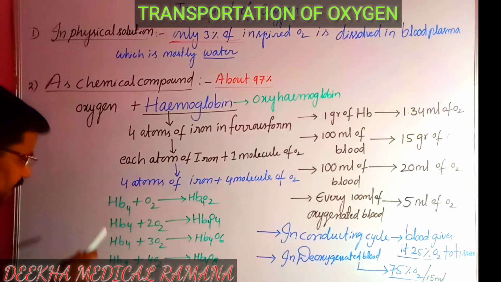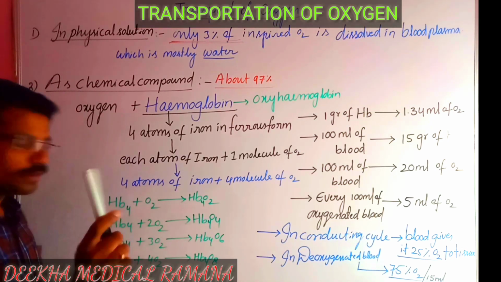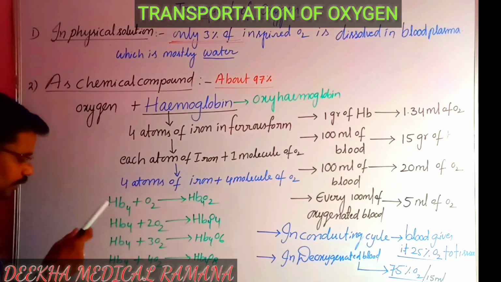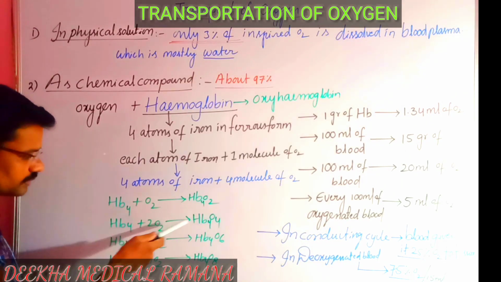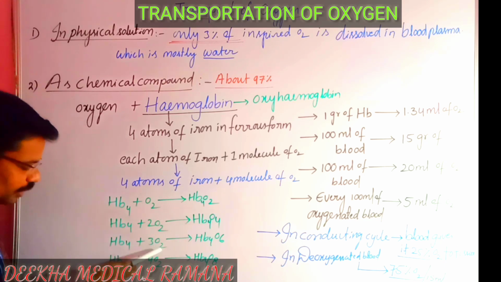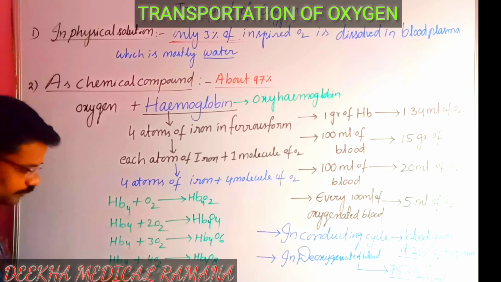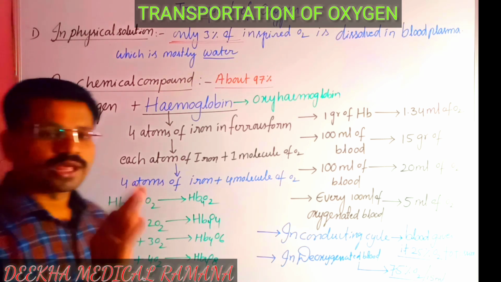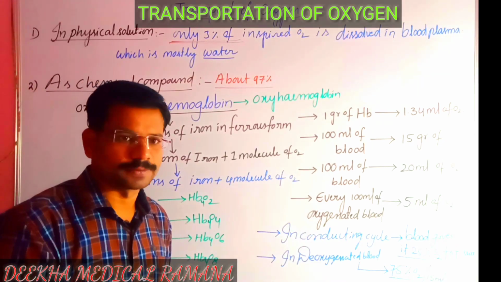For example, one hemoglobin reacts with 1 molecule of oxygen to form oxyhemoglobin, right? 1 molecule of hemoglobin reacts with 2 oxygen molecules to form Hb4O4. Hb4 plus 3 molecules of oxygen forms Hb4O6. Hb4 plus 4 molecules of oxygen forms Hb4O8. That means one hemoglobin can carry a maximum of 4 oxygen molecules, right?